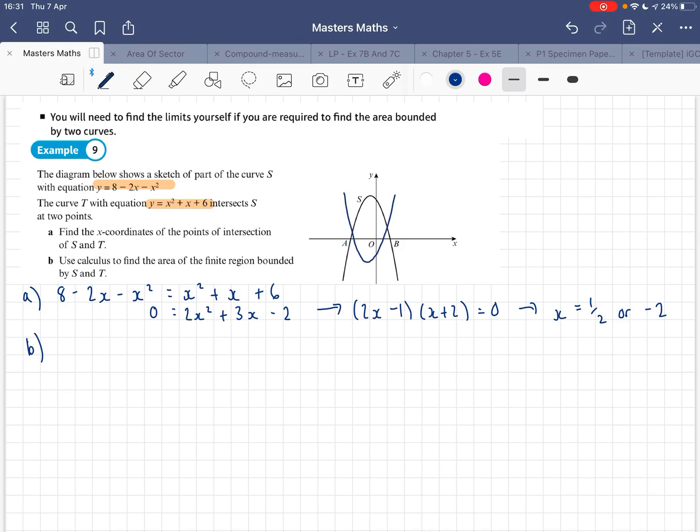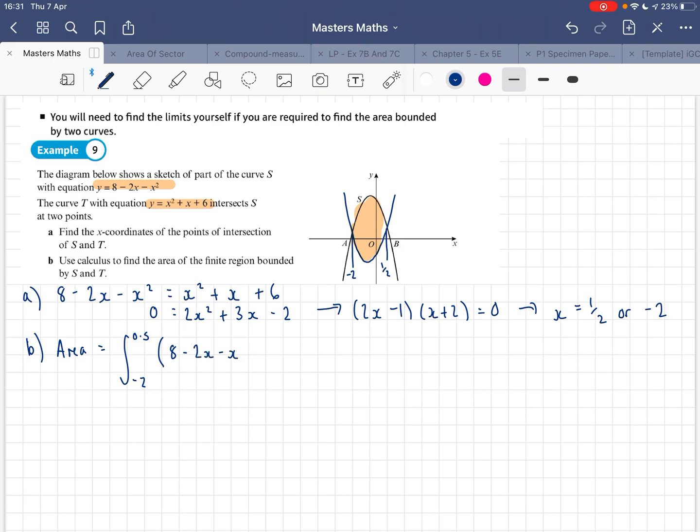It would look something like this, where this part where it's intersecting is a half, and this point where its intersection is negative 2, and we're trying to find this area in the middle of them. Okay, so to do that, we are finding the area of the integral between 0.5 or half and negative 2 of the one that is our line on the top, which is above. So that's the first one that we put in.